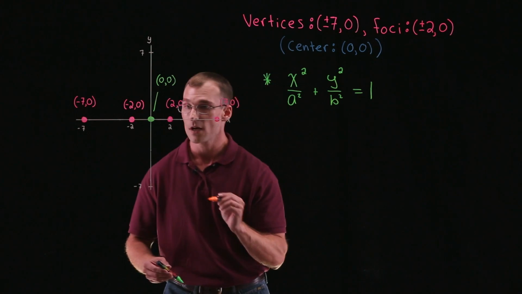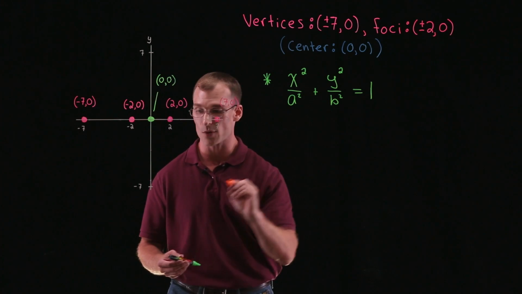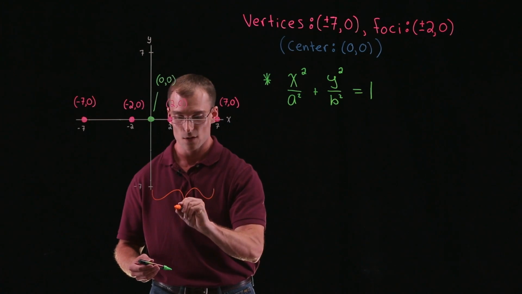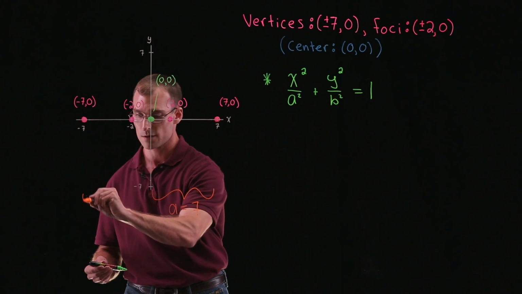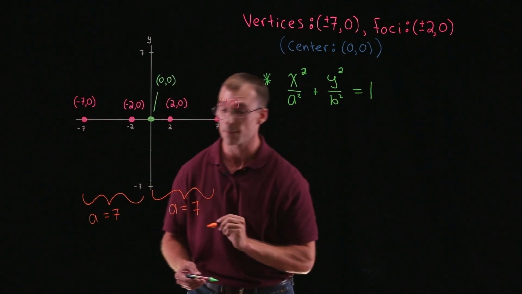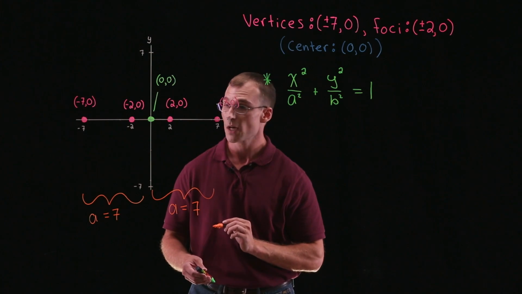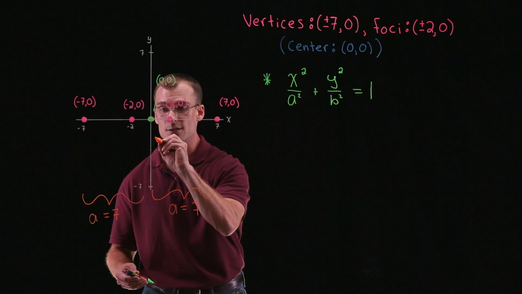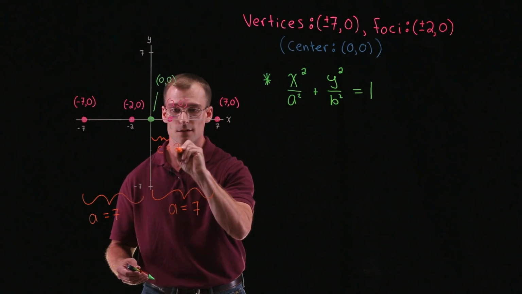we know that the distance from the center to the vertices along the major axis is this number a. So a is the distance from our center out to our vertices, namely a is 7, and of course it's the same distance over here. All right, so at least we have a. Now we don't know what b is yet, but while we're here, we do know one other number. We know the value of c, where c is the distance from the center out to the foci. So c is equal to 2.